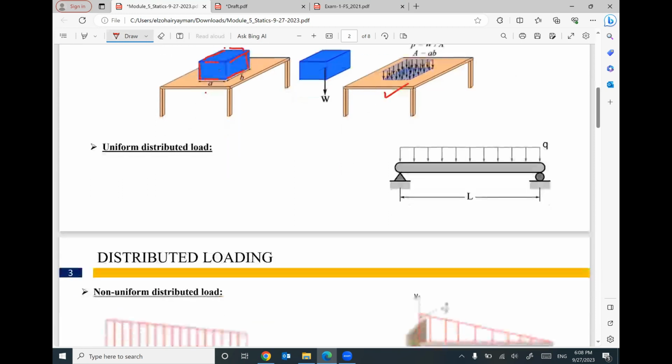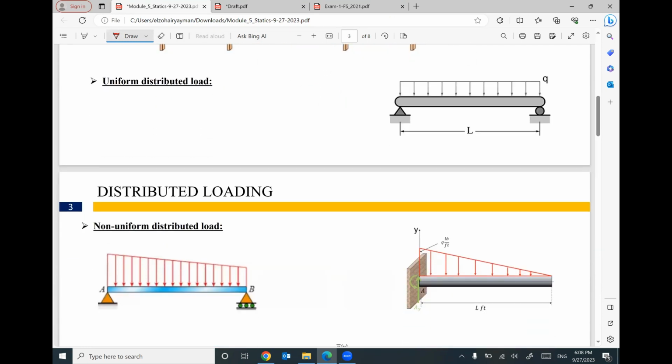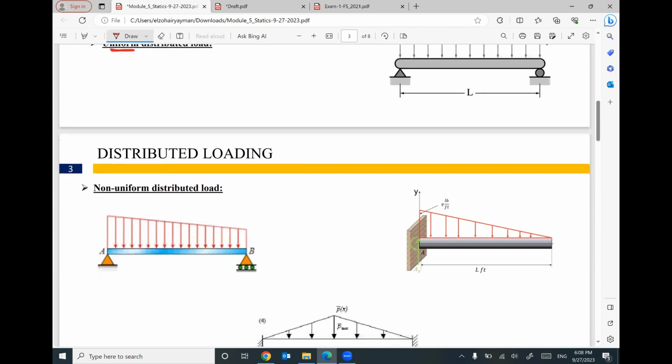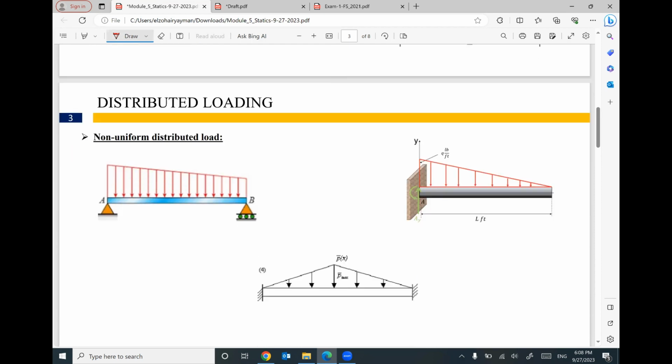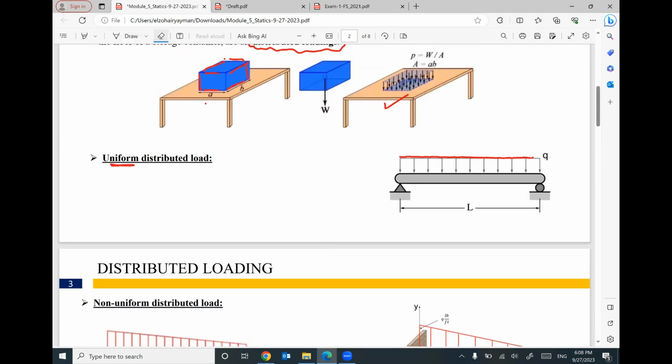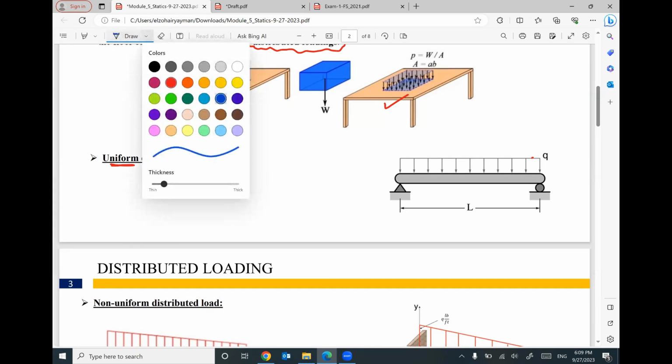The distributed load has different shapes. Sometimes your distributed load looks like uniform. The value of the distributed load is constant over the length. Sometimes it's non-uniform. Looks like trapezoid, looks like triangle, right angle triangle, looks like this triangle. So we have different shapes of the distributed load. The question is how we can work with this distributed load.